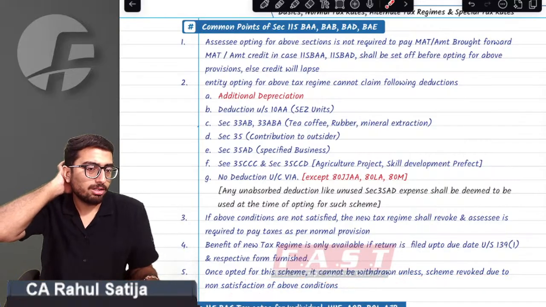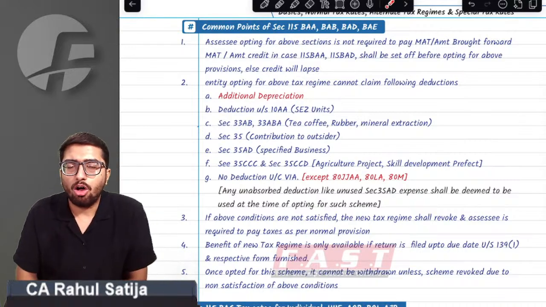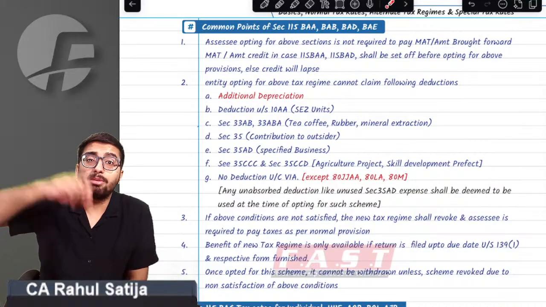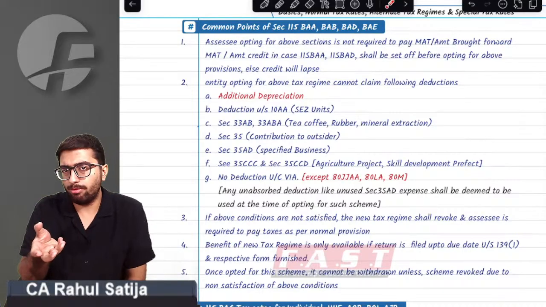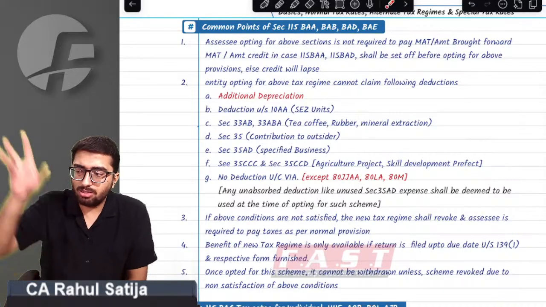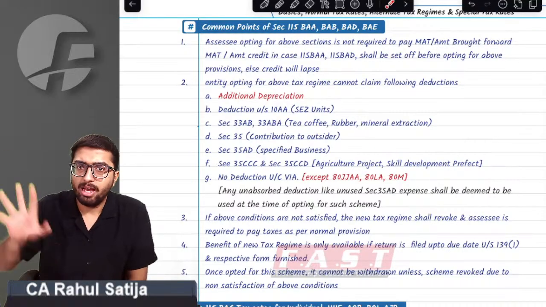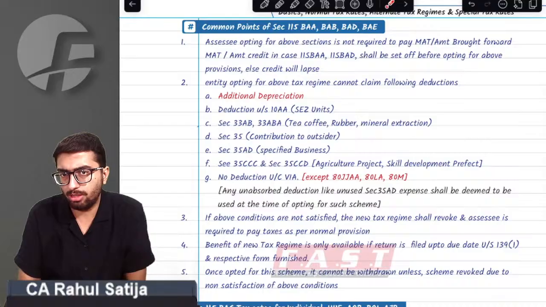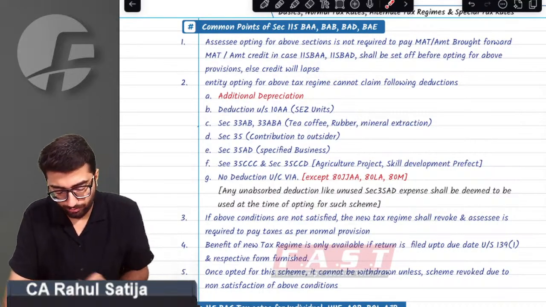So, for example, I had opted for the 15% tax rate. All of a sudden, I imported plant and machinery worth 50 crore rupees, old plant and machinery I had bought. Which means I had violated certain conditions. In that case, I will go out of 115BAB. Then I have to pay taxes as per the regular regime only. So you have to take care of these things also.